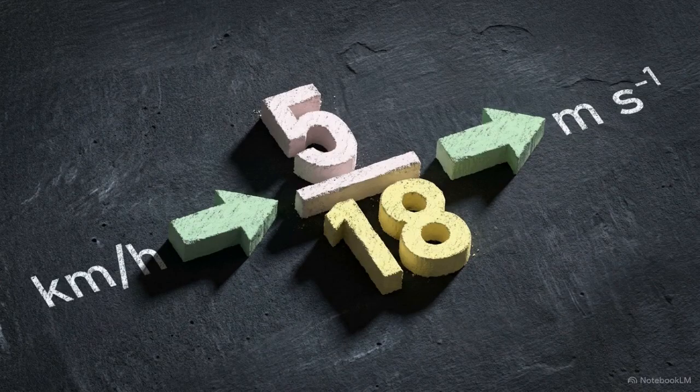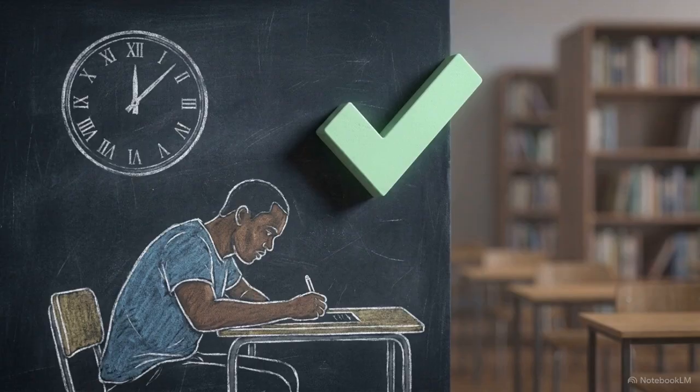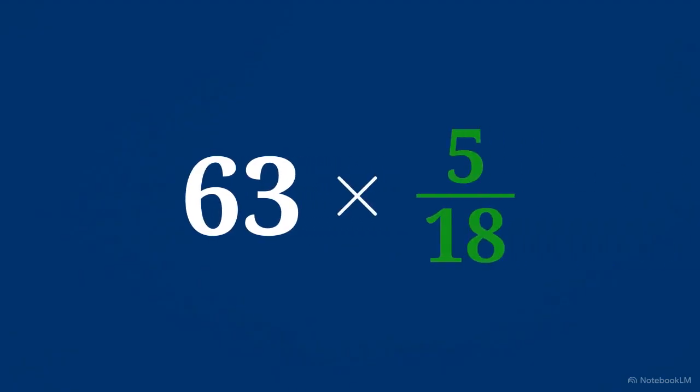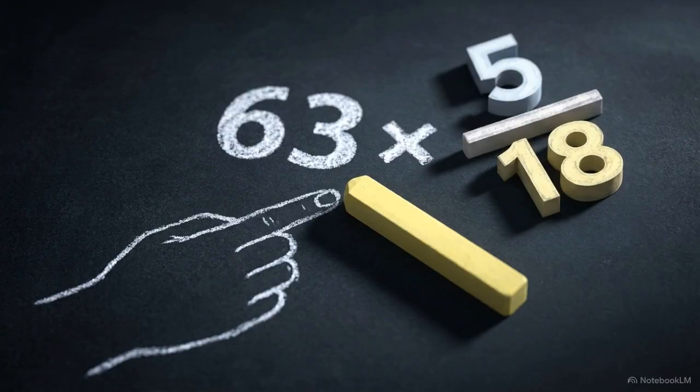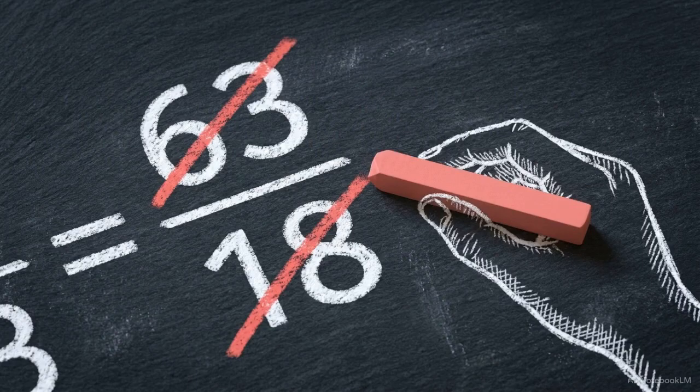This specific fraction will always work when converting kilometers per hour to meters per second. Memorizing it allows you to skip all the previous steps and save valuable time during your exam. Let's apply our new fraction to the exam question. We take our speed of 63 and multiply it directly by 5 over 18. Before we multiply 63 by 5, we should look for common factors. Canceling factors before you multiply keeps your numbers small and drastically lowers the chance of making an arithmetic error.